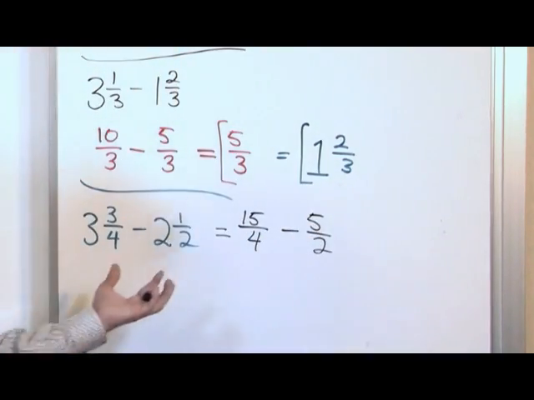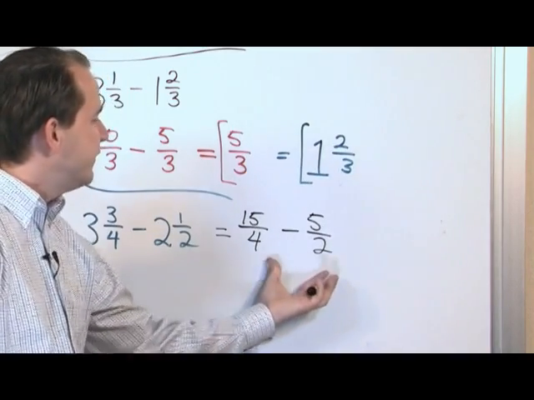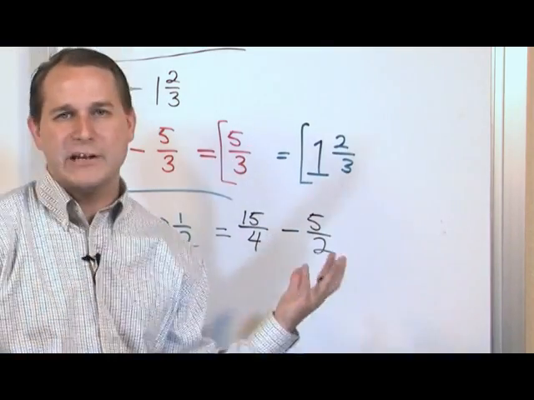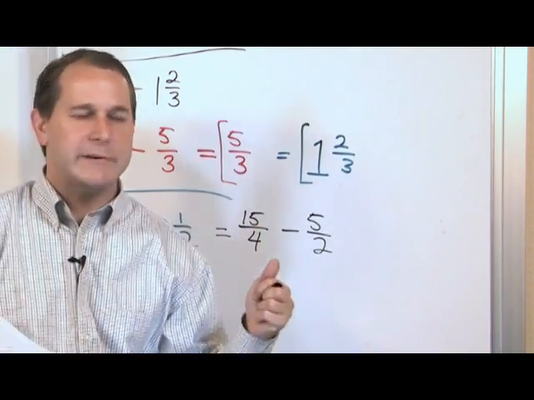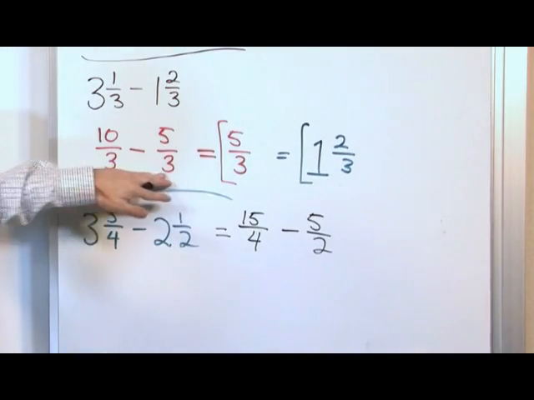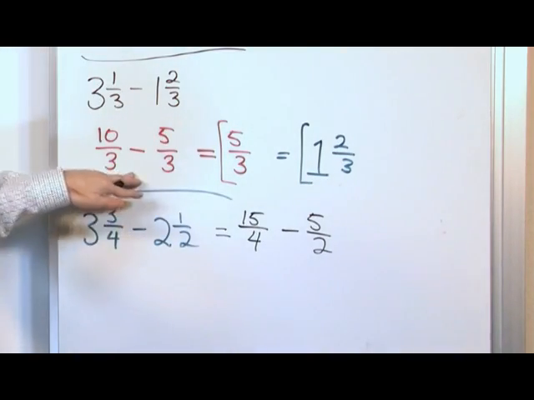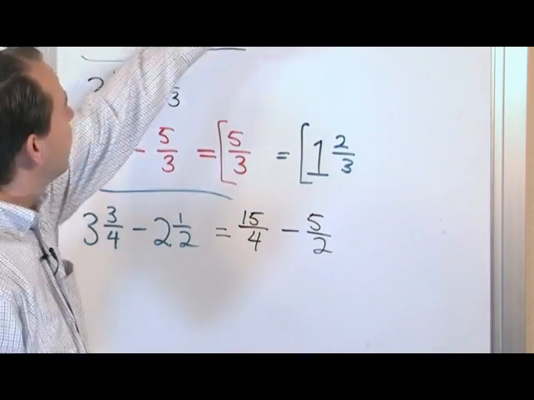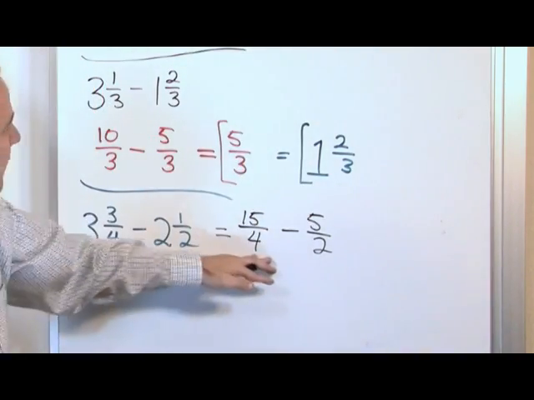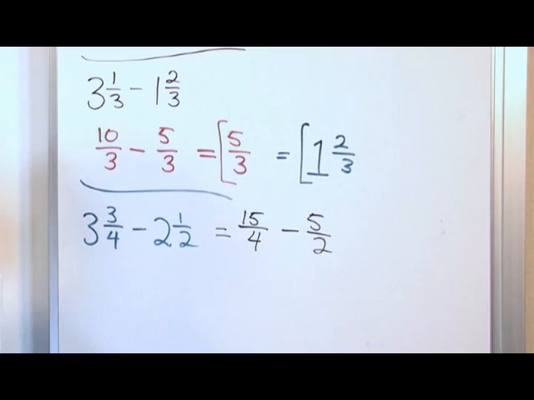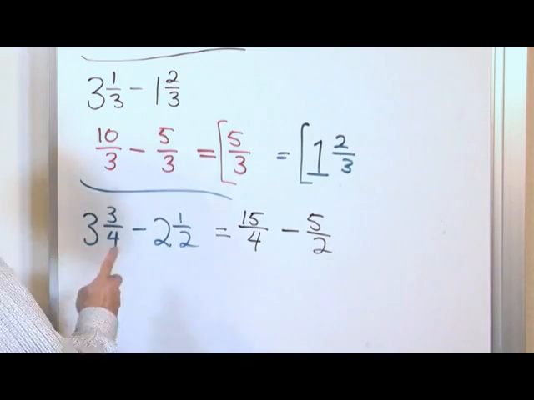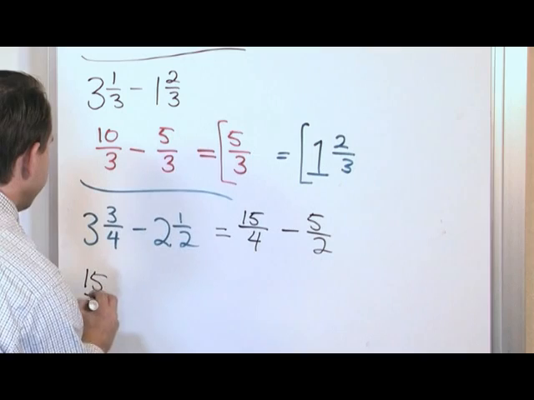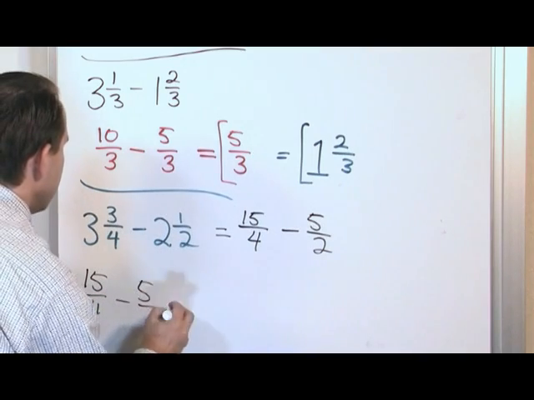So here we've converted them, we want to do the subtraction, but we don't have a common denominator. We always have to have the common denominator. Notice in this problem, it was constructed so we already had a common denominator, so we just did the work. Here we had a common denominator, so we just did the work. But here, when we get to this step, we don't have a common denominator, so we have to make them common first. So let's go ahead and rewrite this as 15/4 minus 5/2.